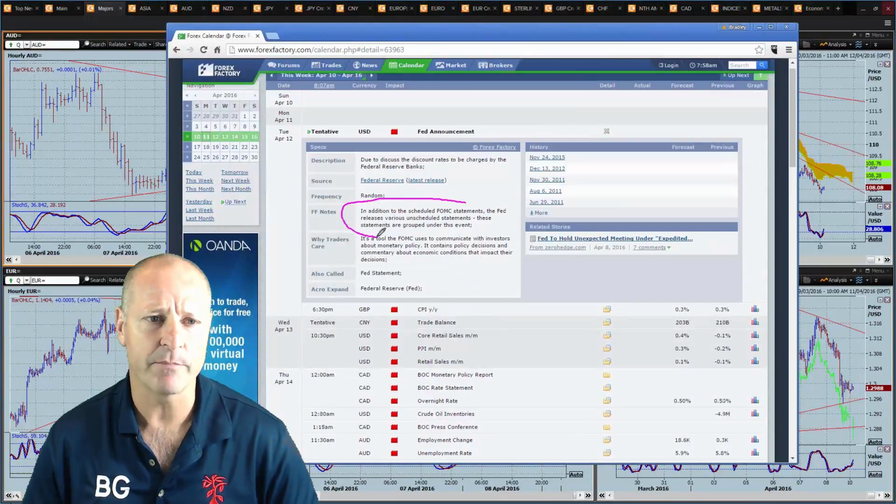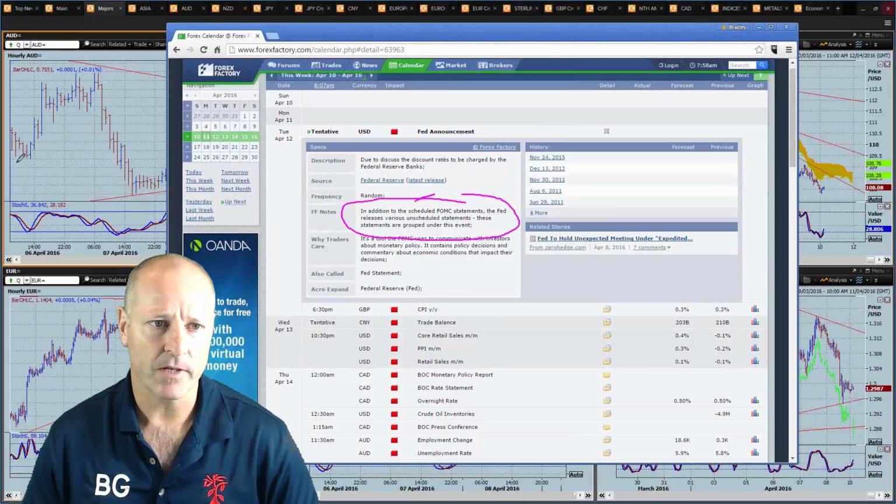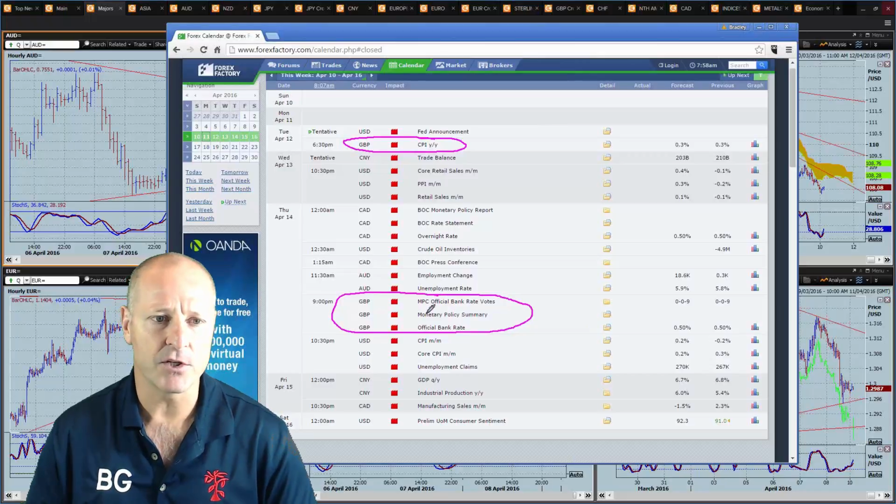Now let's have a look at the high impacting data releases this week, which could really impact the currencies. Now tentatively booked in here, I've just got the Forex Factory up here. There's a Fed announcement with regards to the discount rate. That's going to be pretty important to have a look at and see what they're going to come up with. Now let's come back to the individual currencies.